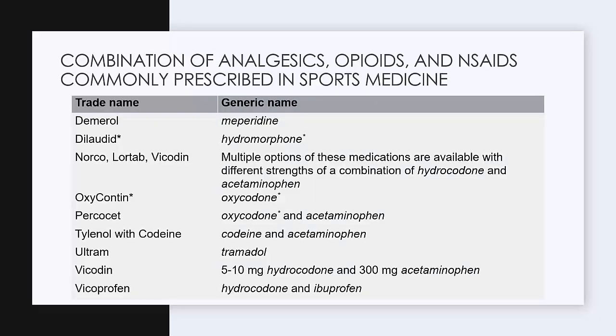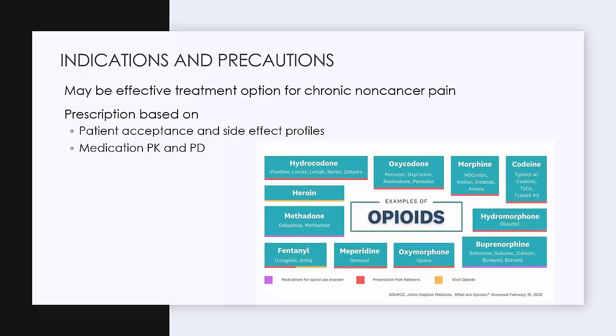This is a table explaining the combination of analgesics, opioids, and NSAIDs commonly prescribed in sports medicine facilities. Opioids are often used on the second step of the World Health Organization pain ladder in the management of acute pain and some types of chronic pain. Although they are controversial and potentially addictive and abused, drugs in this medication class may be effective treatment options in the management of chronic non-cancerous pain.